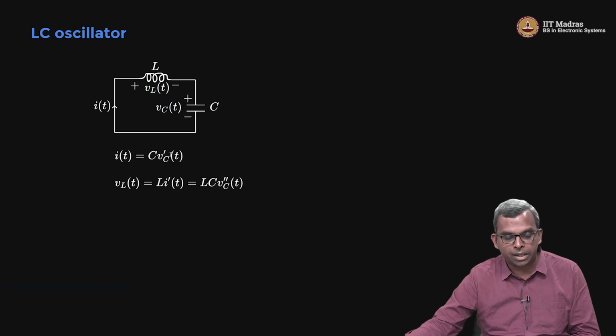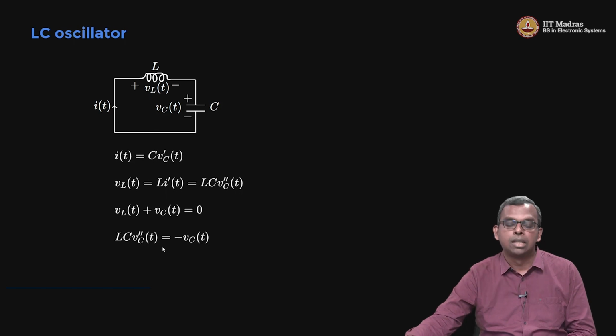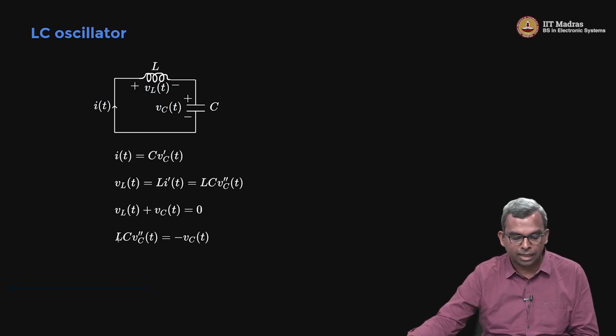Now I of t has already been written in terms of Vc of t, so let's plug that in here. If you plug this in, you differentiate again, and the C also appears. So VL of t is LC times Vc double prime of t. Now we can use Kirchhoff's voltage law, which says that around the loop the voltage has to be 0. So that's VL of t plus Vc of t equals 0, and instead of VL of t we can plug in this expression, and we finally get this nice looking equation which only has Vc of t: LC times Vc double prime of t equals minus Vc of t.